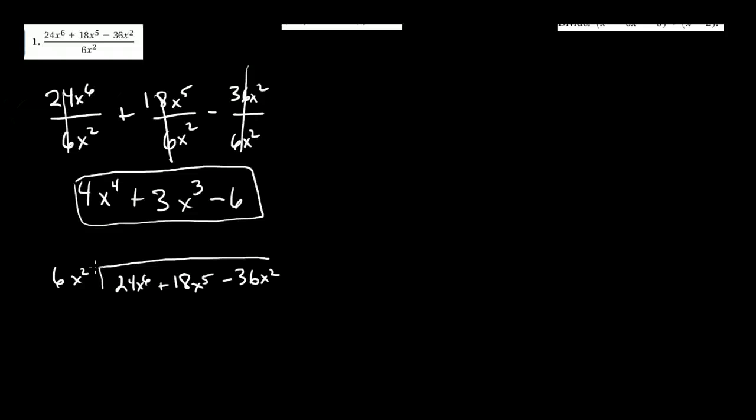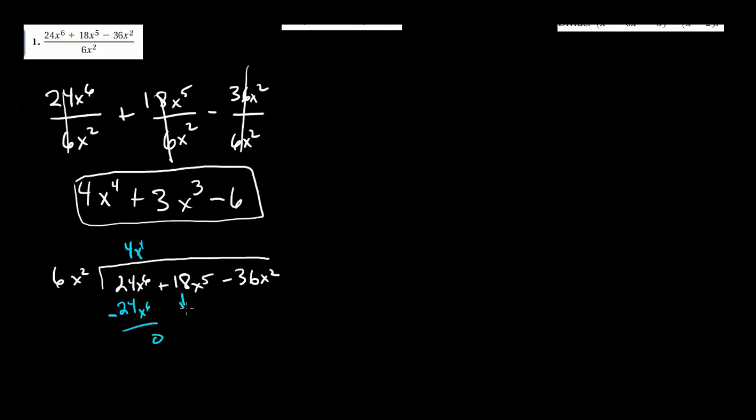Same thing we would do with long division. We're going to divide the first two terms. I know that 6 goes into 24 4 times. And let's do this in a different color. 4 times, and 6x squared goes into x to the 6th power 4 times. So when I multiply those out, I get 24x to the 6th power. Then I subtract them.